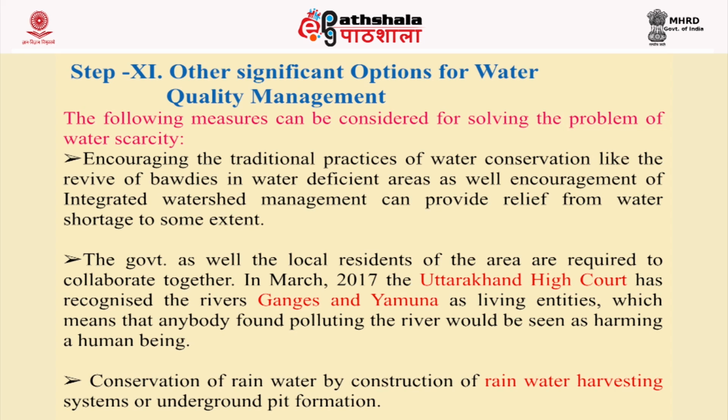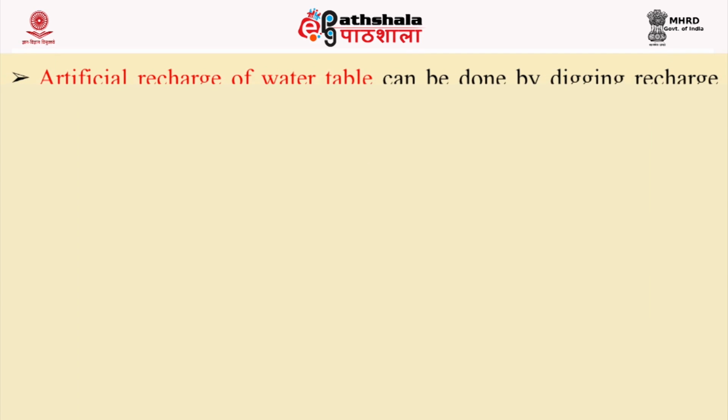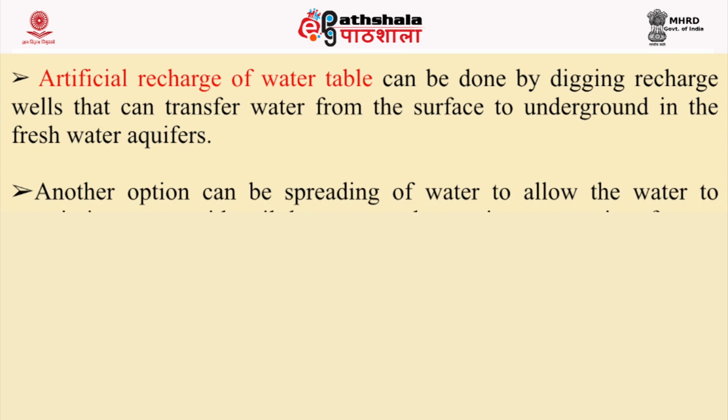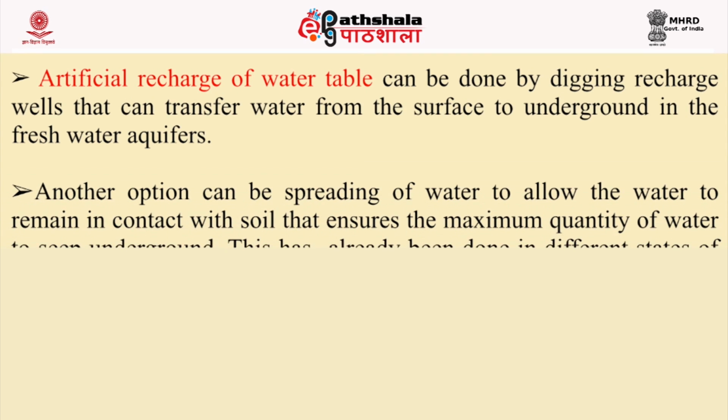Another option is construction of rainwater harvesting systems or groundwater pit formation. Artificial recharge of water tables can also be done by digging recharge wells that can transfer water from the surface to groundwater in the freshwater aquifers.